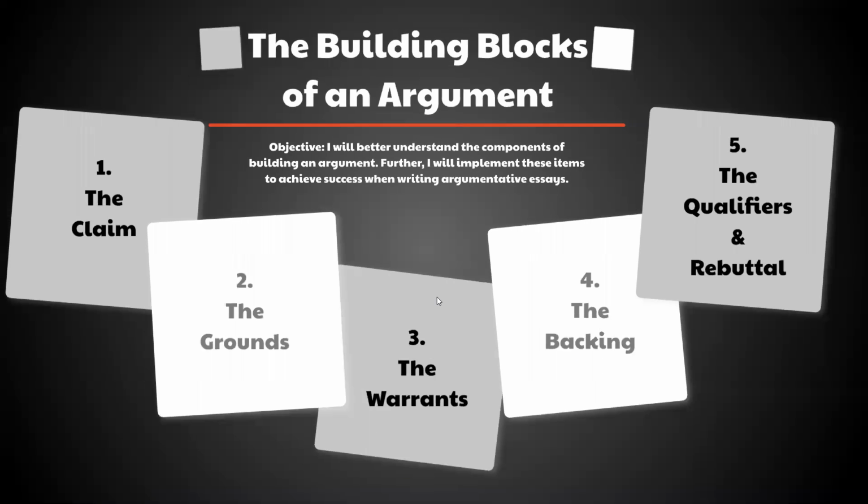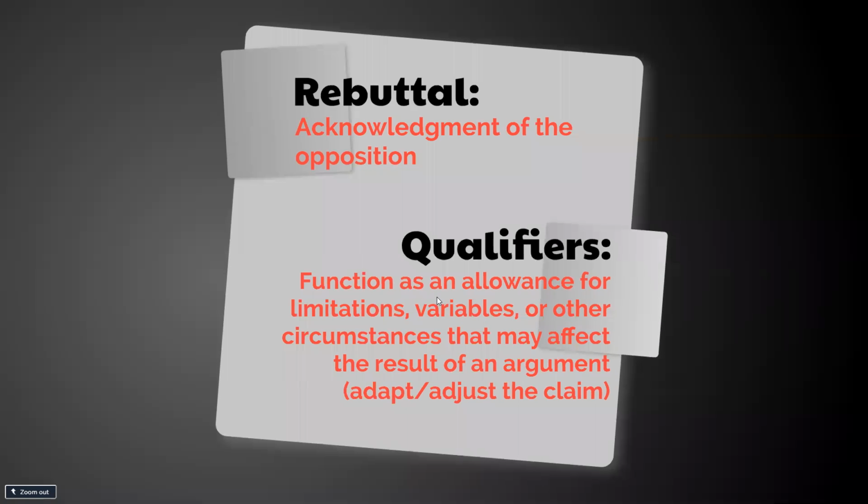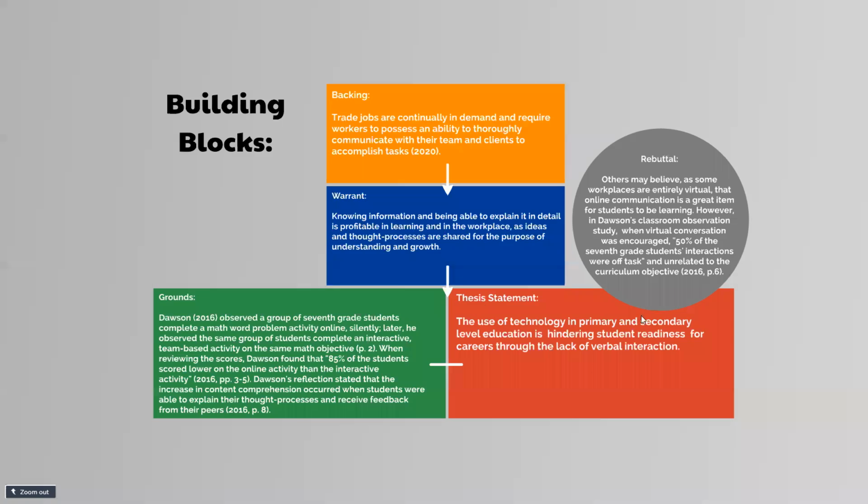The last two building blocks of our argument are the rebuttal and the qualifiers. The rebuttal acknowledges that opposition, and the qualifiers work after that rebuttal to function as an allowance for the limitations, variables, or other circumstances that might affect the result of our argument. So they might have to modify or adjust our claim a little bit to make everything come together. So let's first take a look at our rebuttal.